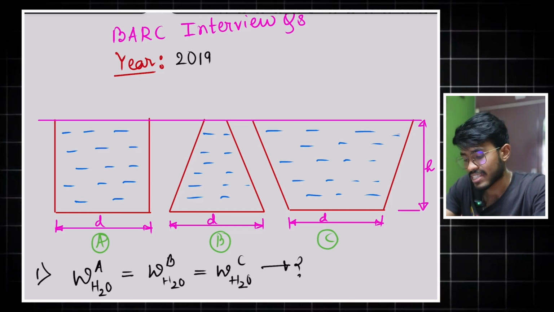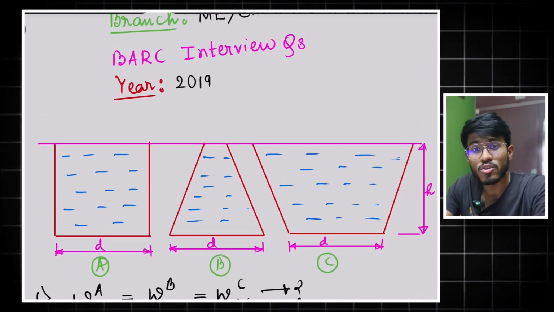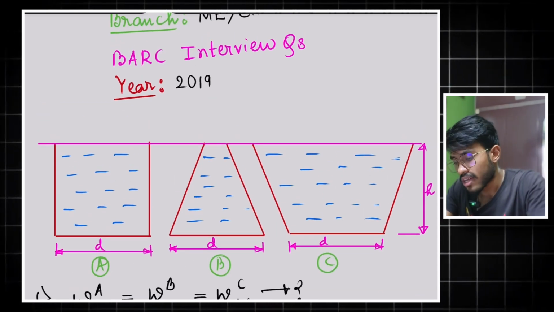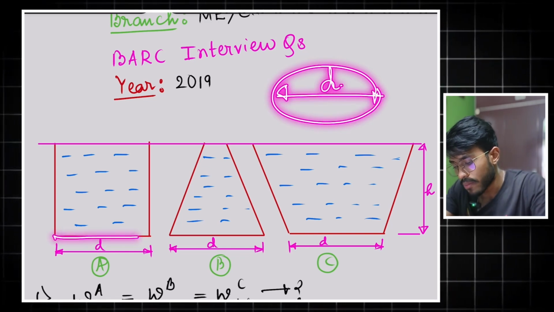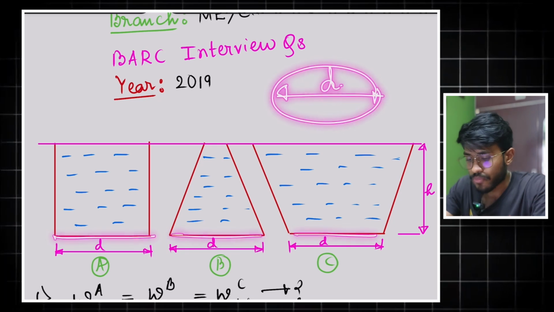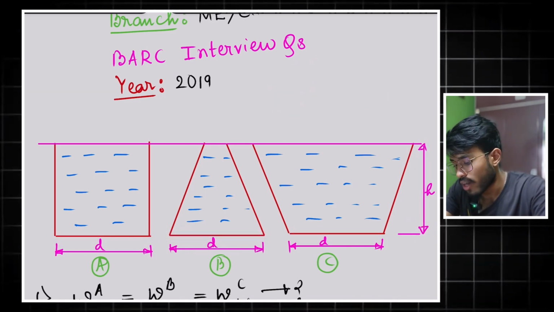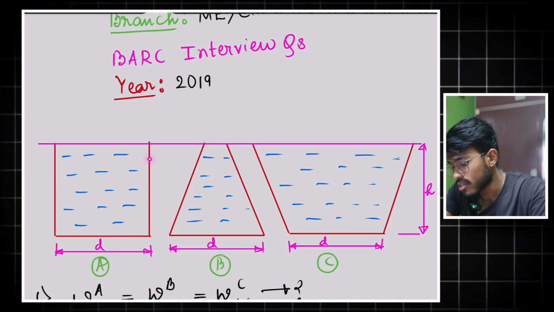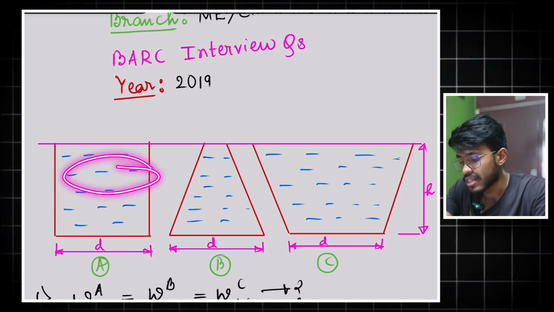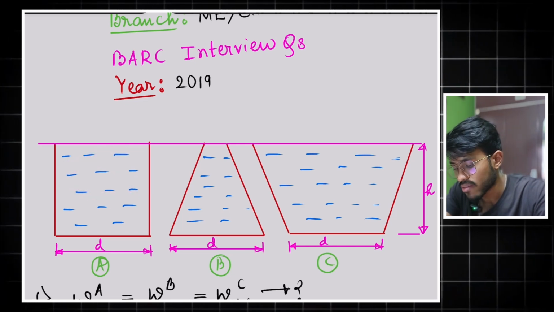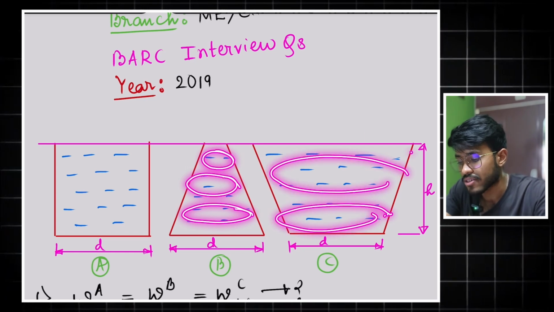So we have three tanks, and all the tanks have some similarities. What are those similarities? They have a circular base of diameter d, each one of them, and they have the same height h. But one tank has the same diameter d throughout the length h, for this tank the diameter is reducing, and for this tank the diameter is increasing.